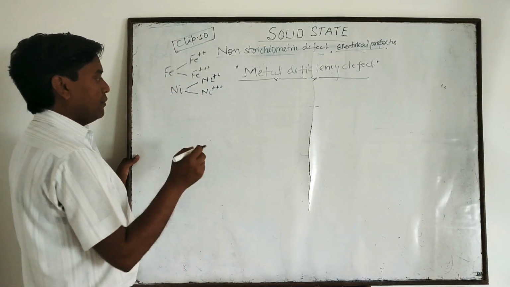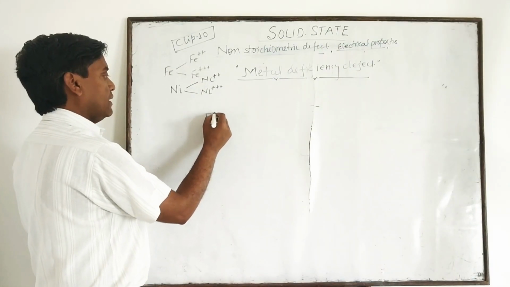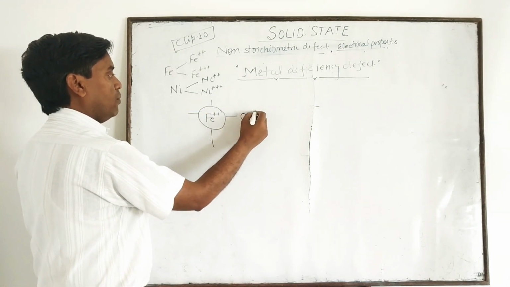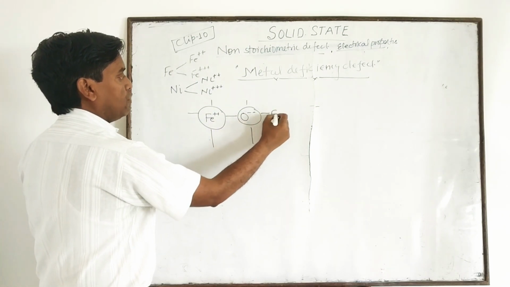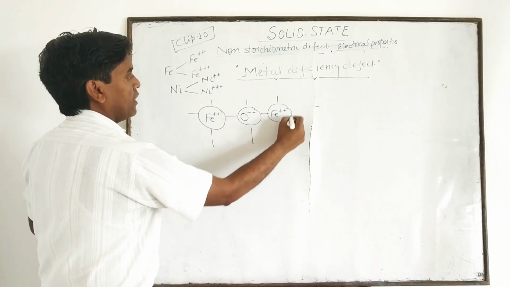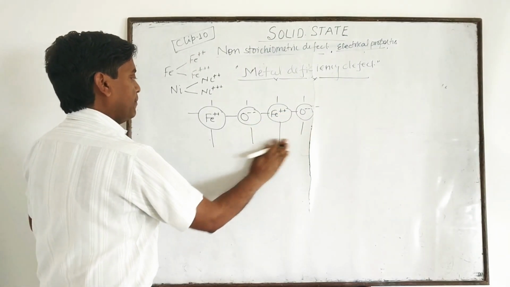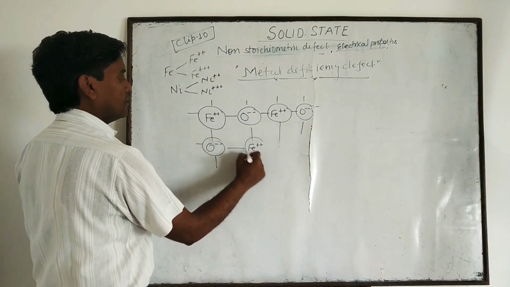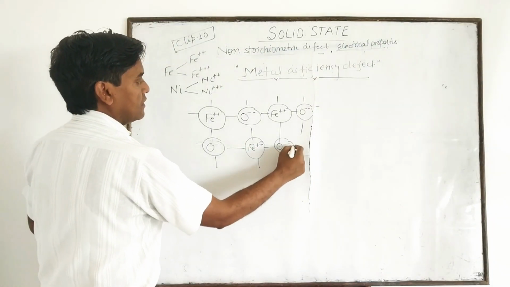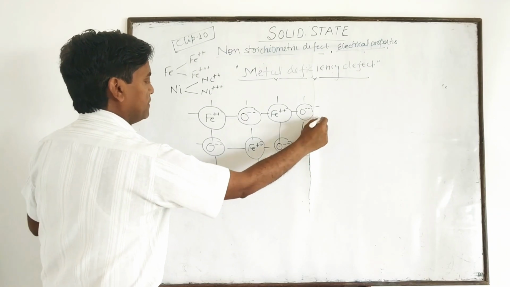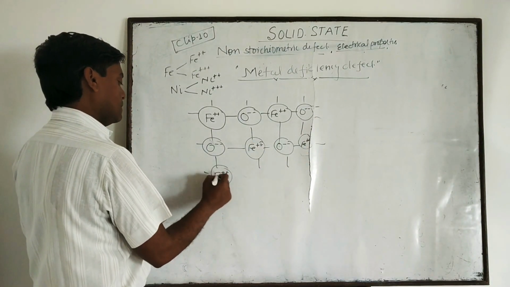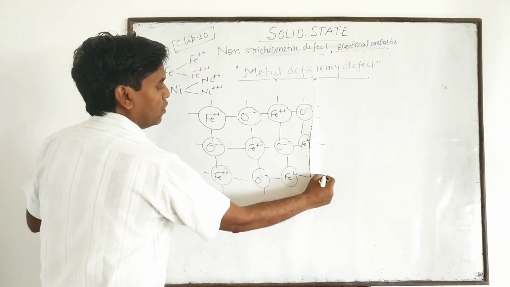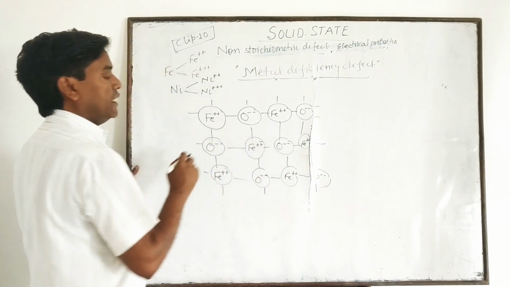Now better take this, right. For example, I am explaining a crystal of iron oxide, FeO. Suppose that this is Fe2+, this is O2-, this is Fe2+, this is O2-, O2-, Fe2+, O2-, and Fe2+, Fe2+, O2-, Fe2+ and O2-. Students, this is an ionic crystal of FeO.